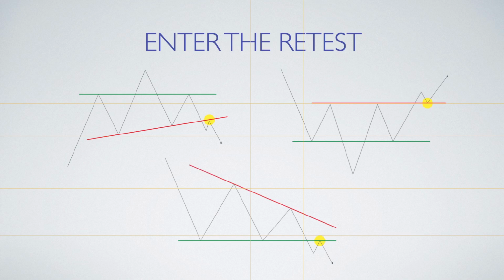Here's a breakdown on the descending triangle. It breaks down, retests that level, and then rolls over. So when you're playing these patterns, and even when you're playing a TPS pattern, you can get in on a retest if you feel like it's got the juice to go.